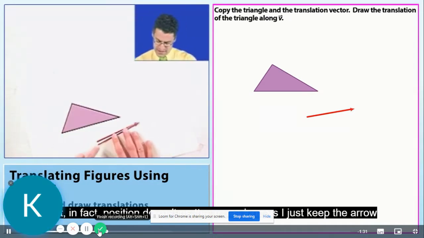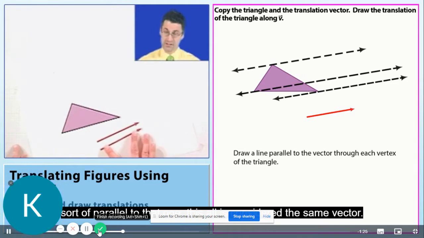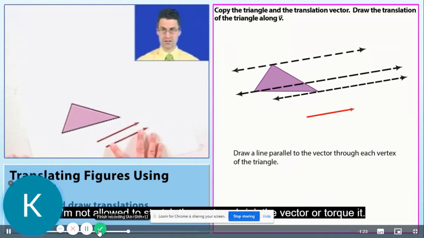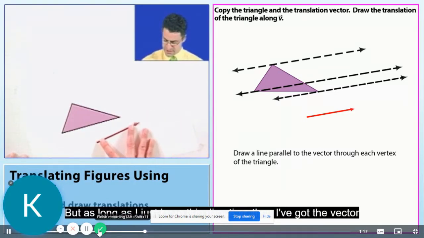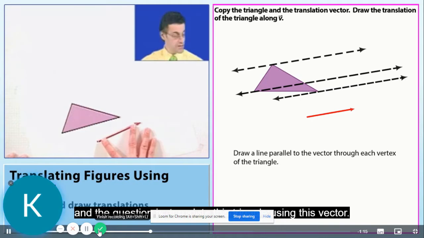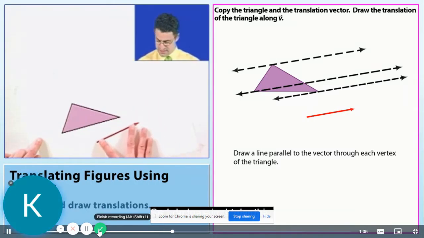So as long as I just keep the arrow sort of parallel to that one, this all is considered the same vector. I'm not allowed to stretch the vector, shrink the vector, or torque it. That's still along the same vector. But as long as I just keep this direction, then I've got the vector. And the question is, translate this triangle using this vector. So what I do here is I take this, you see?